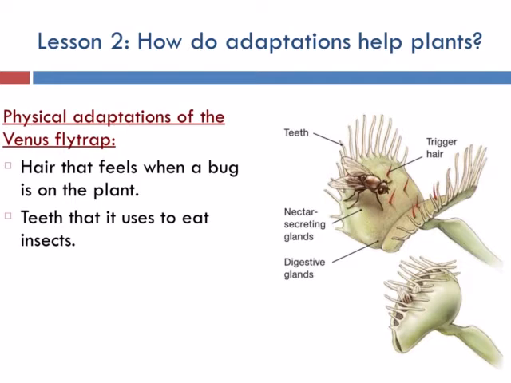In order to survive, this plant has two adaptations that allow it to get nutrients by eating insects. The first one is the hair. These hairs detect or feel when a bug has landed on the flower. The second adaptation is the teeth. These teeth allow the plant to close and catch the insect in order to get nutrients from it.